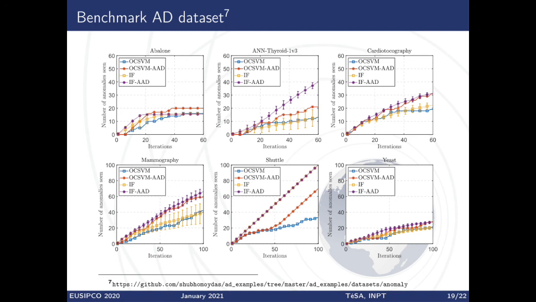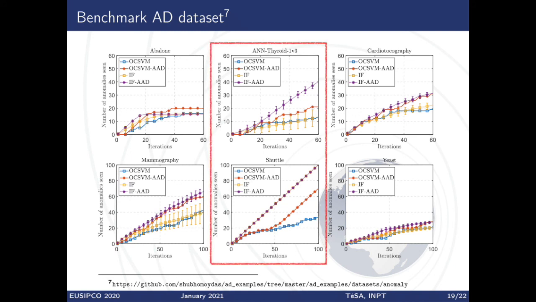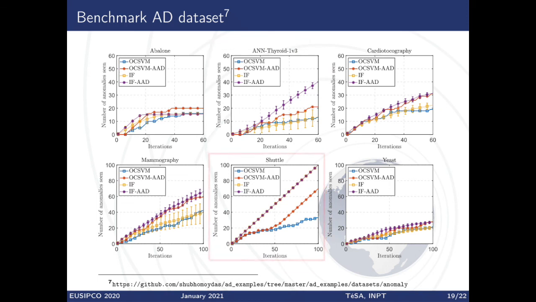And moreover, isolation forest and one class SVM with expert feedback seem to give equivalent results, except for these two data sets here, where the isolation forest with user feedback seems to be more optimal when using this criterion of showing the more anomalies to the experts. But as you can see here, for one class SVM, there is like a small period of initialization, and then we obtain a straight line with slope 1. So this means that at each iteration, an anomaly is shown to the experts.